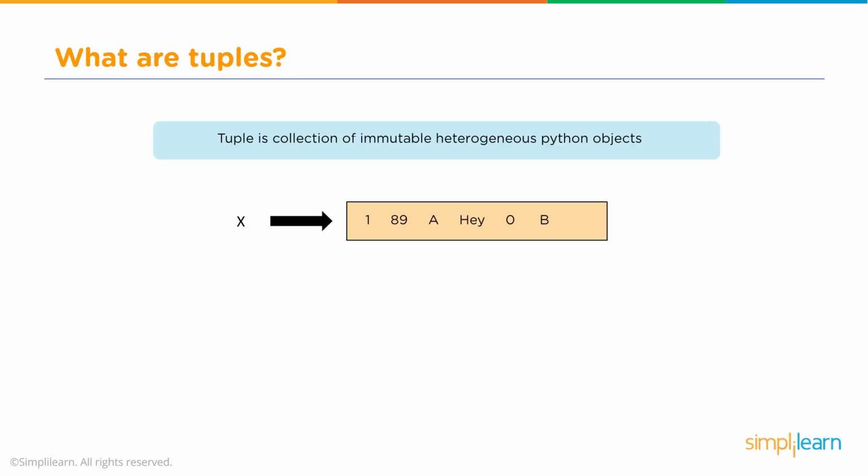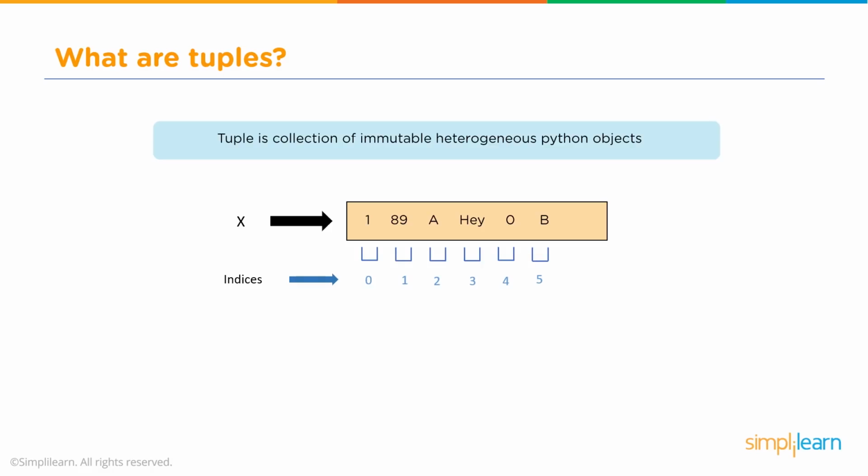So over here, we have a tuple x, and within x, we'll store various elements: 1, 89, a single letter A, which is a string, also a word, which is again a string in Python, hey, O, and B. So as you can see, this tuple may not necessarily be completely filled with integers, floats or strings. It can be a mixture of all of these data elements. So that is one advantage we have when it comes to tuples and lists as compared to arrays, because with arrays, you can have only one data type of elements within it.